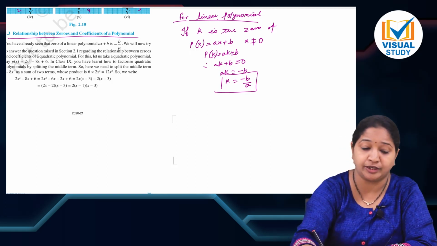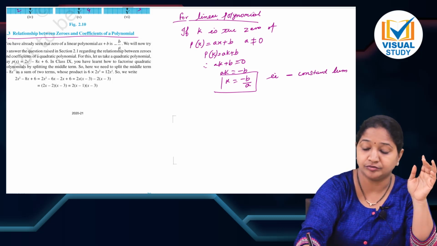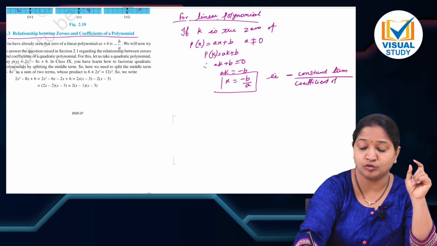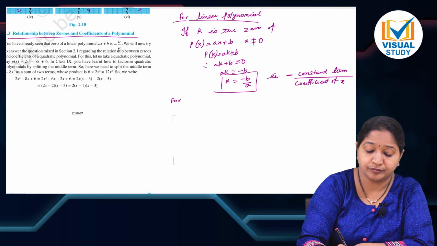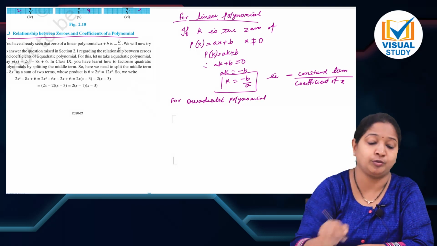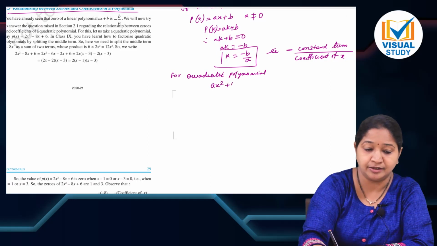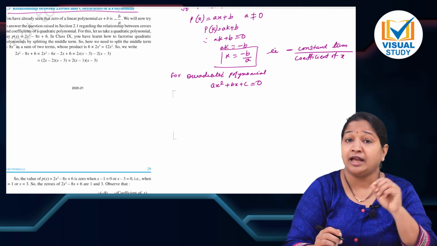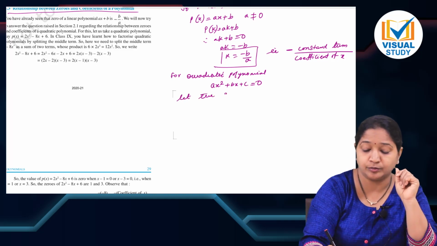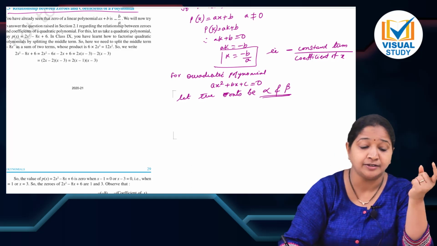That is, what is minus b upon a? That is minus, b is the constant term, upon a, which is the coefficient of x. Now for the quadratic polynomial. What is the general form of the quadratic polynomial? That is ax square plus bx plus c equal to 0. And we know that a quadratic polynomial has two roots. So let the two roots be alpha and beta.